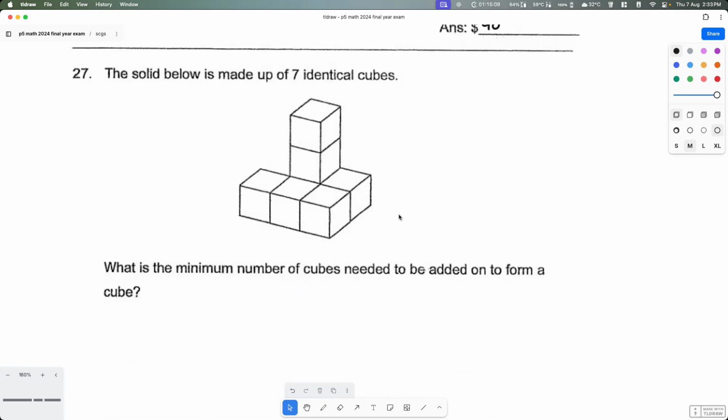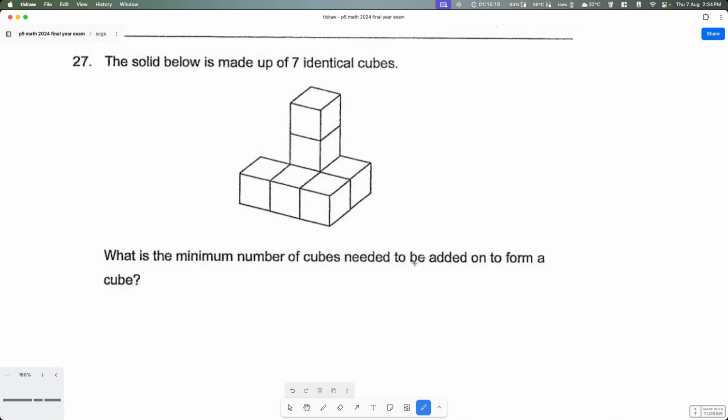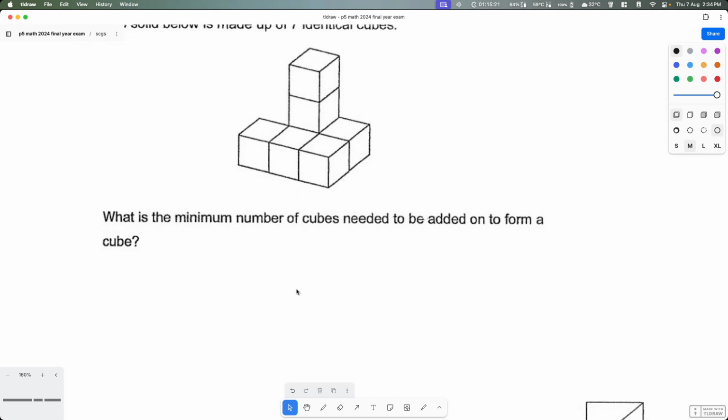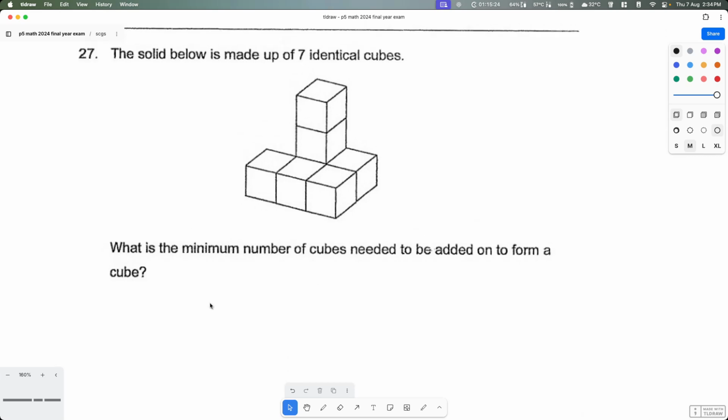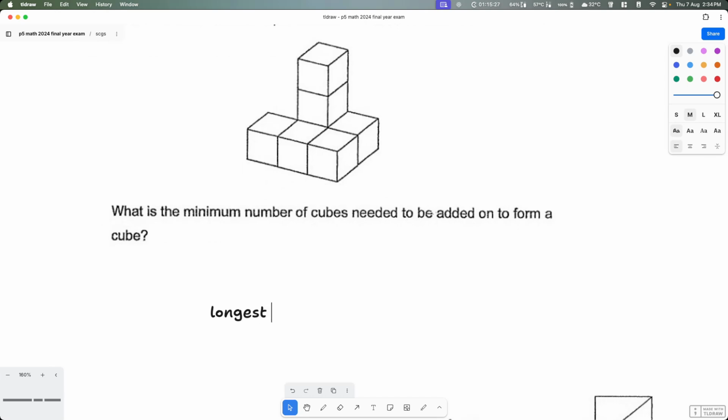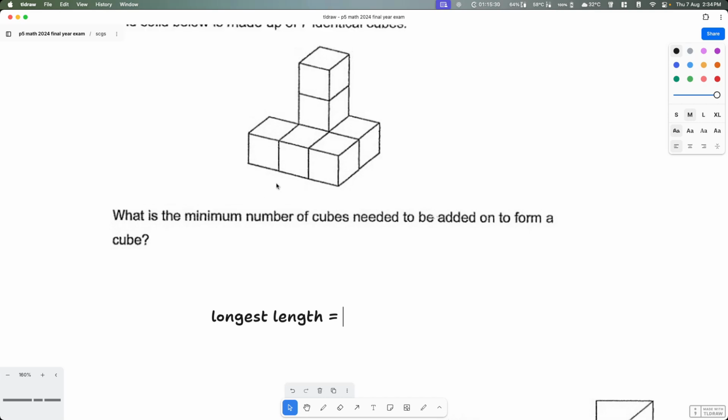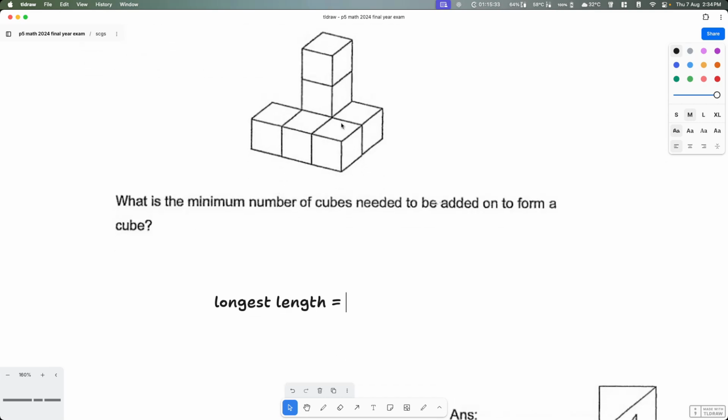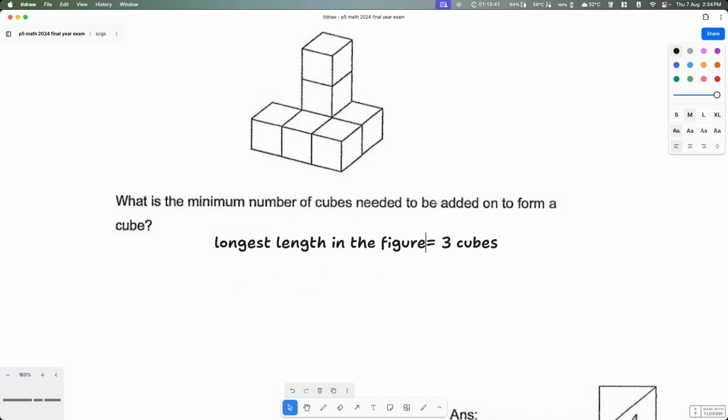Next one, 27. The solid below is made out of 7 identical cubes, 4 and 3. There's one missing at the bottom. What is the minimum number of cubes needed to be added on to form a cube? Right, so we need to get the longest length, since it's length times breadth times height. The longest length in this case is 3 cubes in the figure. So the volume of the cube to be created.